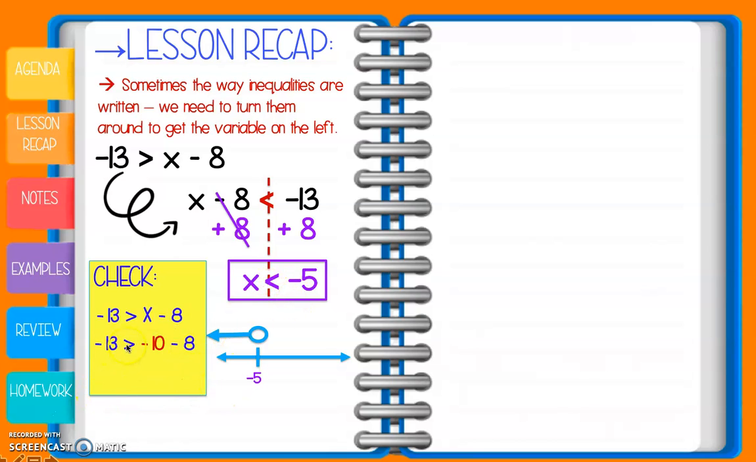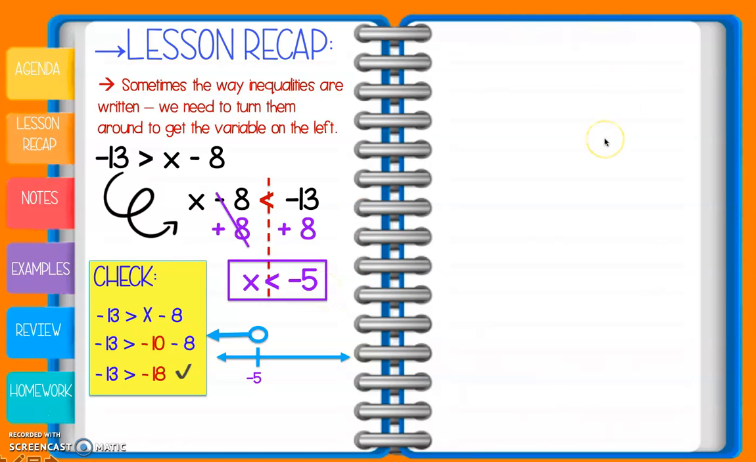Negative 10 is less than negative 5, so I'm going to substitute it in. So we have negative 13 is greater than negative 10 minus 8. So then we're going to solve. We have negative 10 minus 8 is negative 18. Now we need to check. Negative 13 is greater than negative 18. That's true. So I know my solution set x is less than negative 5 is correct.